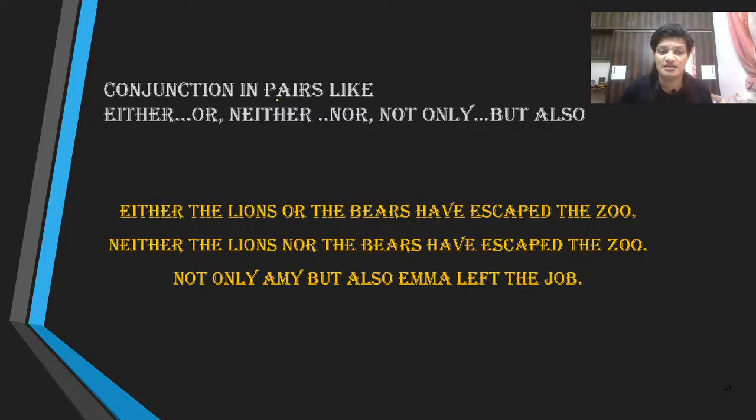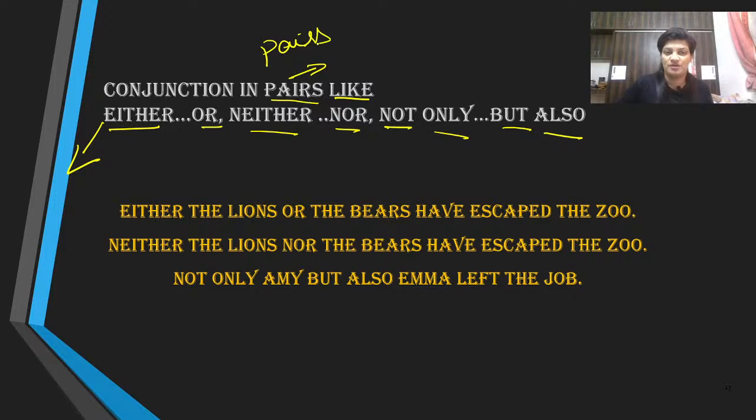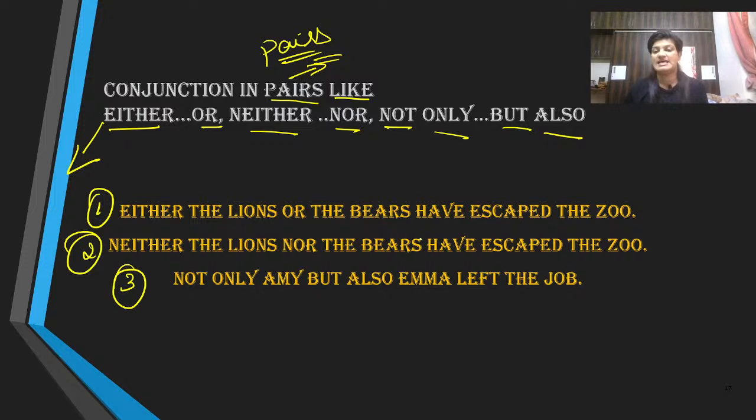Conjunctions in pairs, like this. Conjunctions in pairs, which are either or, neither nor, not only but also. These are the conjunctions which you refer to as pairs. What do you refer to them as? Answer me in the chat section. What do you call them? Pairs. Very good.